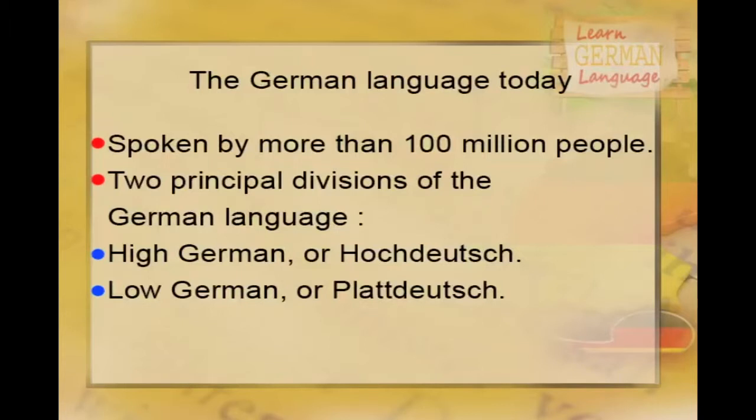There are basically two principal divisions of the German language. German is divided either into High German or Hochdeutsch, which we have done in our course, or into Low German, which in German is called Plattdeutsch. One of the most striking differences between them is the result of a consonant shift, which is also referred to as the second or High German sound shift, which took place before the 8th century.